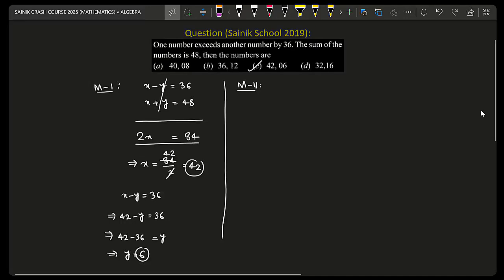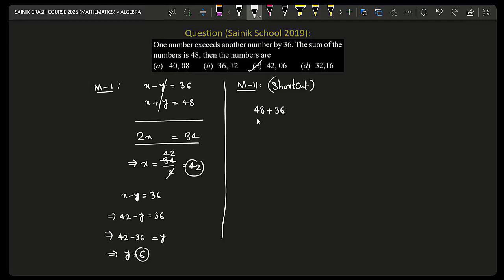Okay, the shortcut is, see, whenever the sum and the difference of two numbers are given, we can find the numbers. There is a shortcut for this. Whatever sum you are getting and difference you are getting, add them and divide by 2, subtract them and divide by 2. That means half of the sum and half of the difference will be your answer directly.